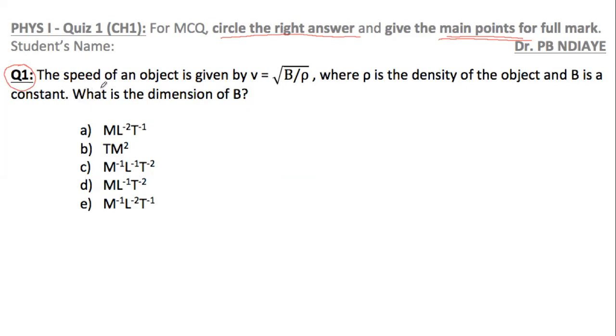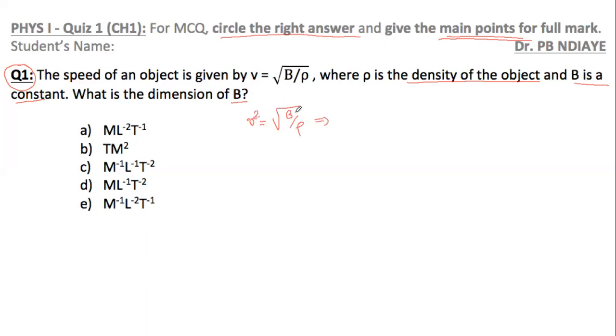Let's begin. The speed of an object is given by V is square root of B divided by rho, where rho is the density of the object and B is a constant. Question, what is the dimension of B? So we want the dimension of B. You remember what we have to do? So let's write an equation for B.